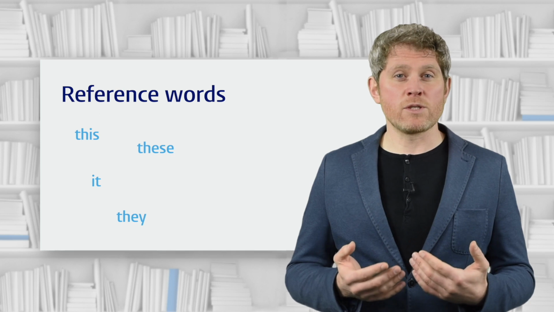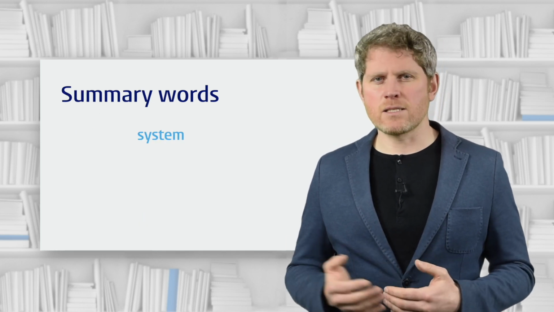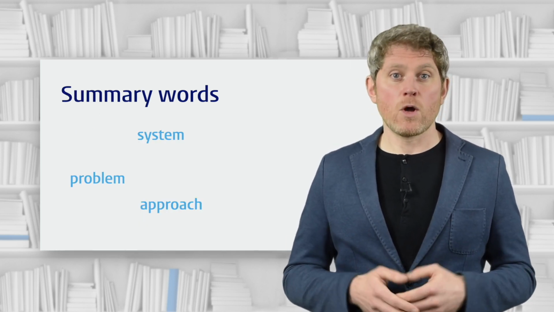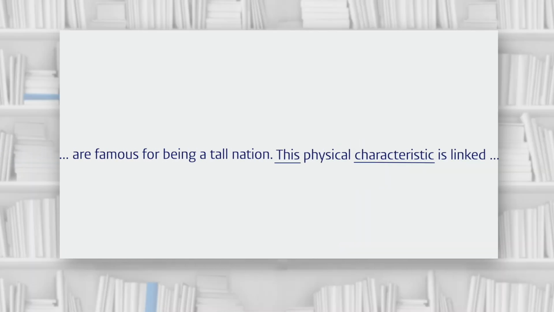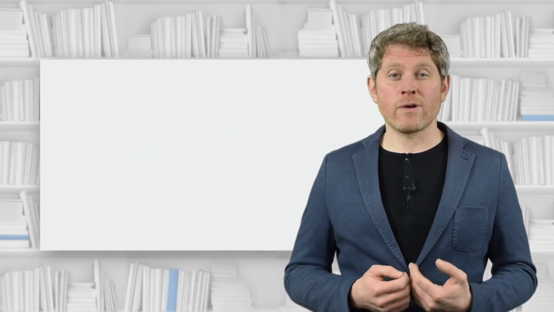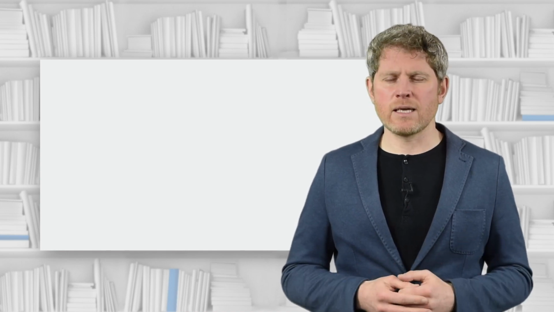Reference words can also be used together with summary words like system, problem, approach, or like in our example here, characteristic. This allows us to maintain a clear line of connection between known information, something the reader is now familiar with, and new information, something we're adding to the reader's understanding. And it helps us to do so without repeating ourselves too much. Now, if I want to write a full, well-flowing paragraph including these and other ideas, it might go like this.